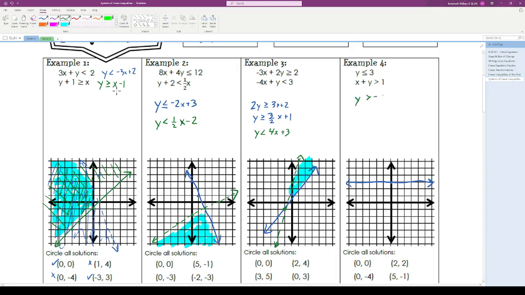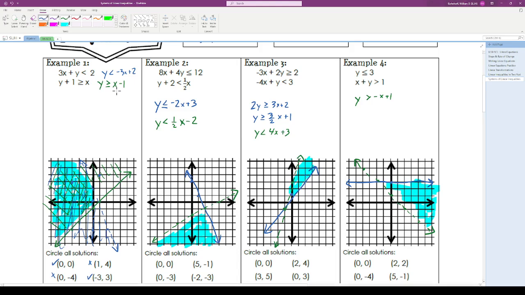We get y is greater than negative x plus 1. Our intercept is here. Our slope is negative 1. And this one does not include an equal sign, so we need to make a dashed line for this one. And we'll put arrows at both ends. And then the region that we're looking for is below the blue line and above the green line. So below the blue line would be all of this, but then above the green is only going to be over here. So that is our shaded region.